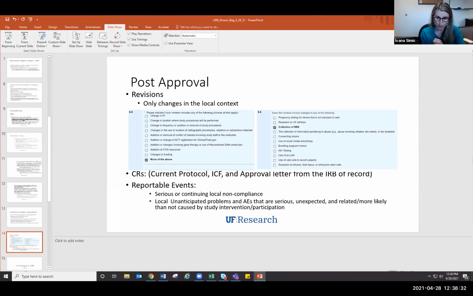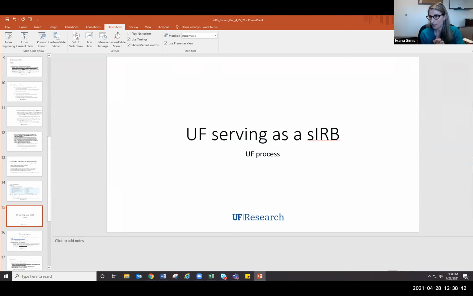So this is the end of the seeding process at UF. Before I move to UF serving as a single IRB, I'll take a little moment to take any questions and clarify anything if needed, or start a discussion if that's appropriate. All right, do we have any questions? Doesn't look like it, so I'll just keep pressing.